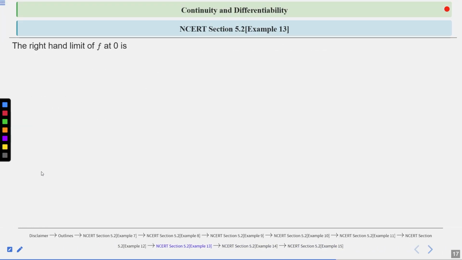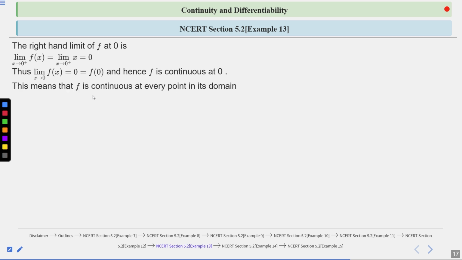Now let us discuss the right hand limit of f at 0. The limit as x extends to 0 plus of f(x) will be equal to the limit as x extends to 0 plus of x, which is equal to 0, right? Thus the limit of f(x) as x extends to 0 will be equal to 0, and it is equal to f(0), and hence f is continuous at x equal to 0. This means that f is continuous at every point in its domain, right? Hence, we can say that the given function f is a continuous function, right?